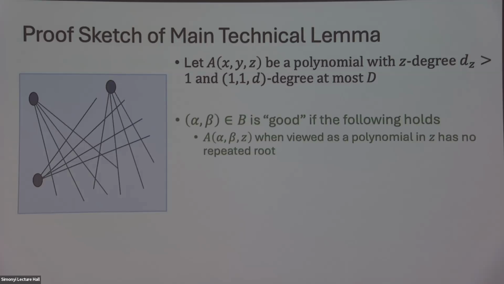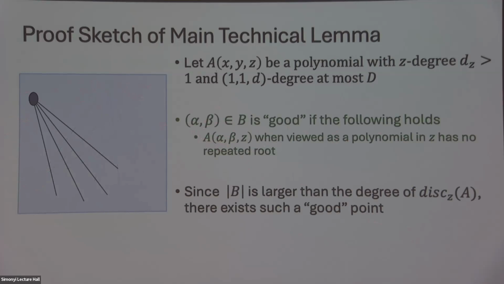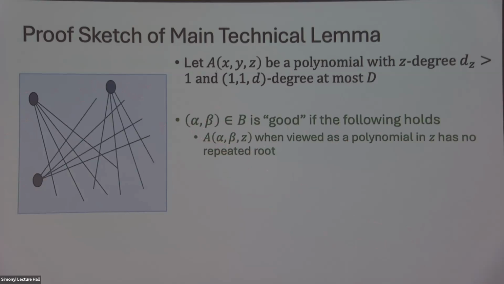So what is going to be the notion of good? We'll say one of these points, alpha beta, is good if the following holds. If you look at the polynomial in Z, when you plug x,y to be alpha beta, this polynomial should have no repeated root. That is, A of alpha beta Z, a polynomial in the single variable Z, when you view it as a polynomial in Z, I don't want it to have any repeated root.